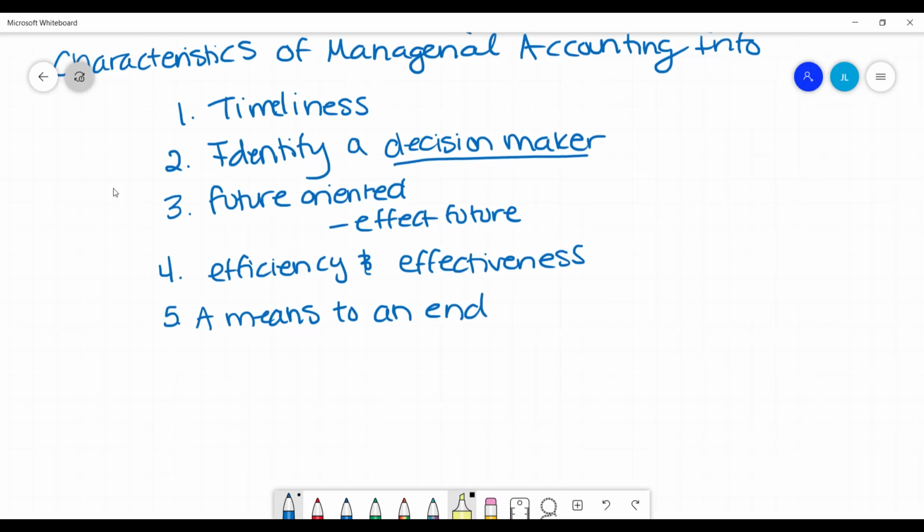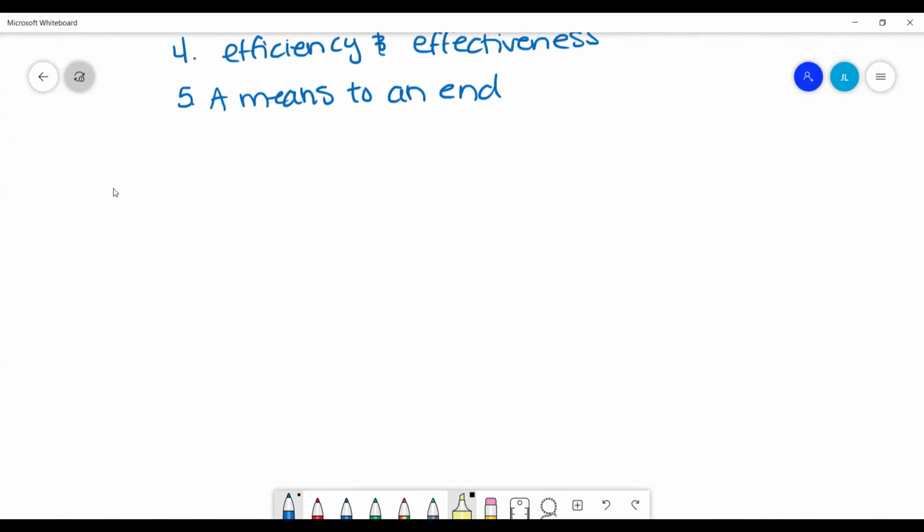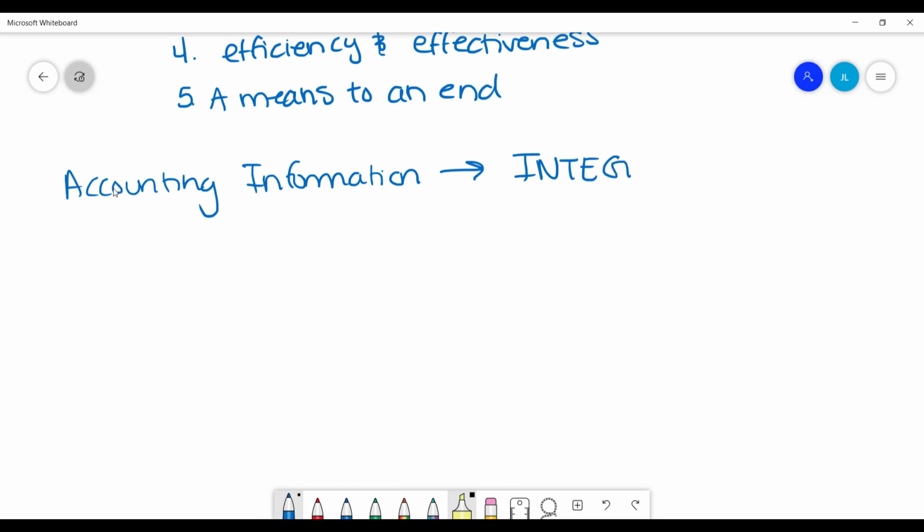Okay? Now, when we look at accounting information, in general, one very important thing is that it requires integrity.